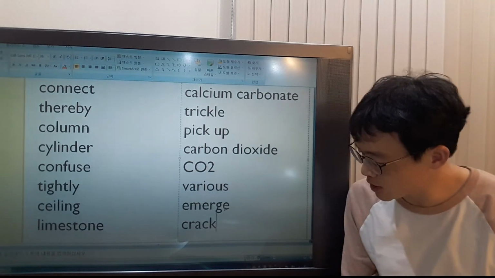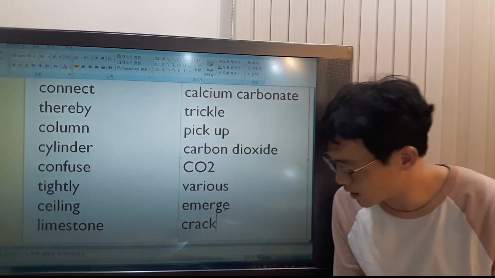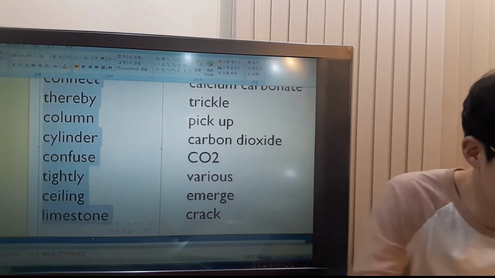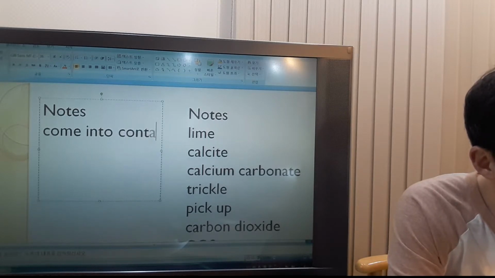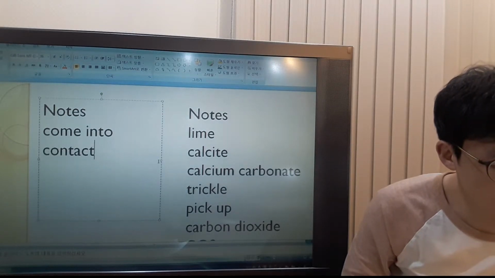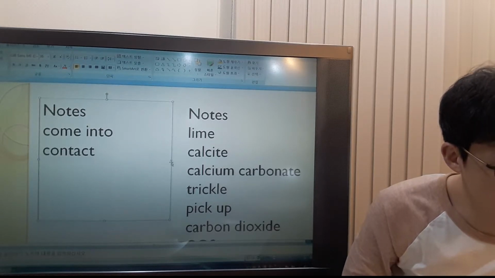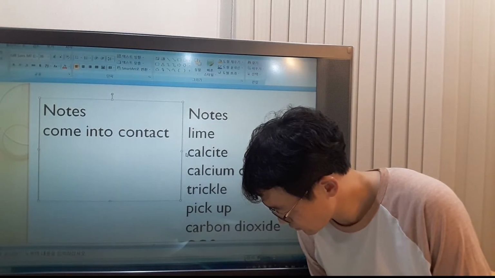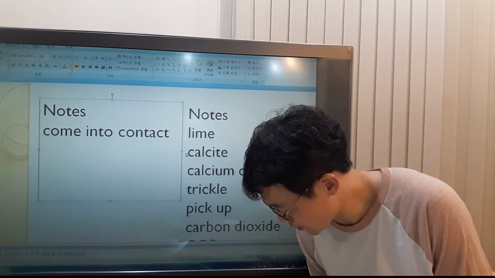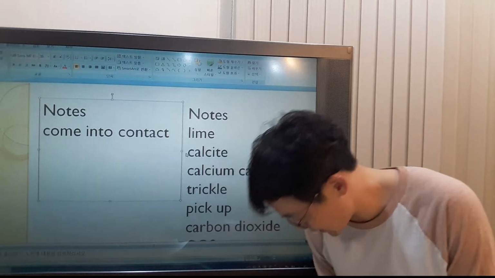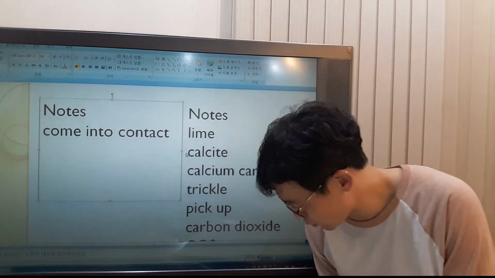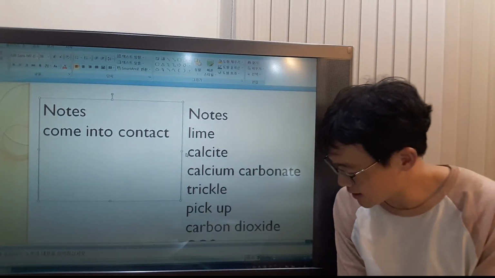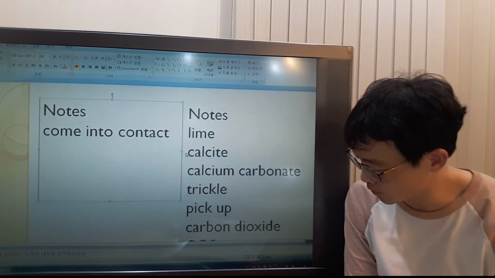At that time, it comes into contact with the air in the cave. It comes into contact. What does that mean? Come into contact means it touches, all right? Contact means touching or communicating, or meeting something. Then some of the calcium bicarbonate changes into calcium carbonate. It's at that time that we can see calcite starting to form around the crack.